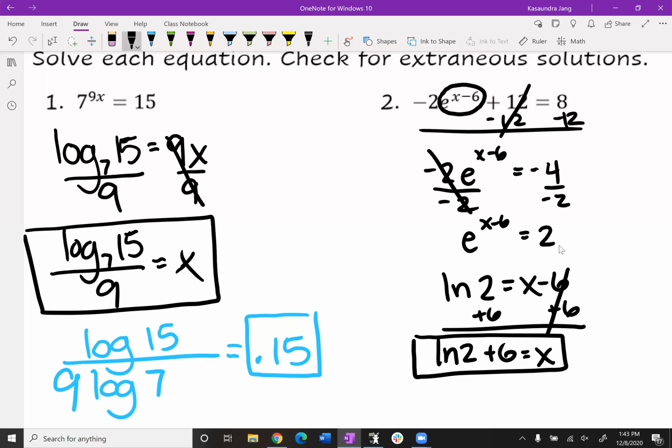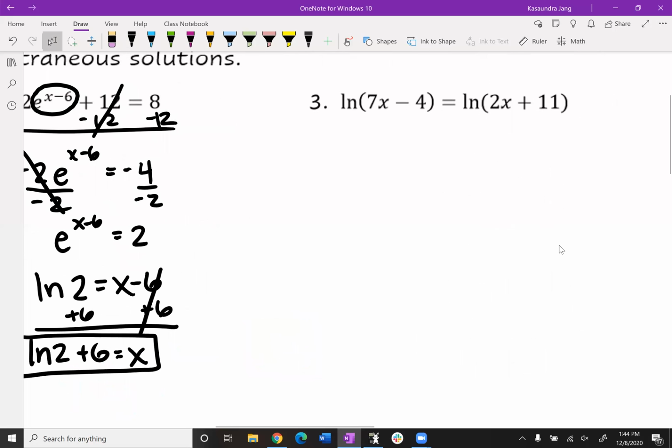Nothing for reals. So these were exponentials. Let's see if we can move forward and look at logarithms. Let's see if we can solve some of the logarithms.